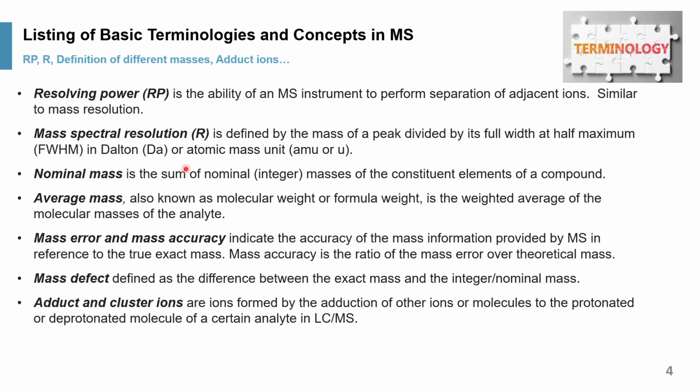Here's a listing of basic terminology and concepts in mass spectrometry. We would cover these in a little more detail later on, starting from resolution. There are two types of mass, nominal mass and also average mass, error and mass accuracy, mass defects, and adduct and cluster ions.